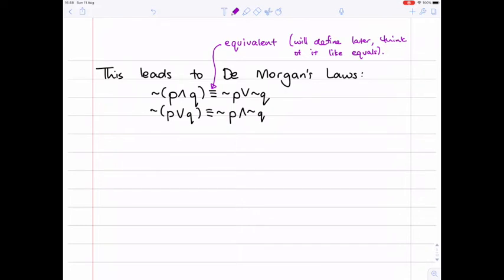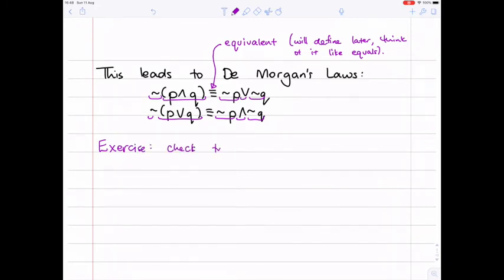So De Morgan's laws say if you want to negate P and Q, then what you actually have is not P or not Q. On the other hand, if you want to negate P or Q, that is the same as saying not P and not Q. As an exercise, you should just check that these truth tables are the same. So as your exercise, check truth tables.